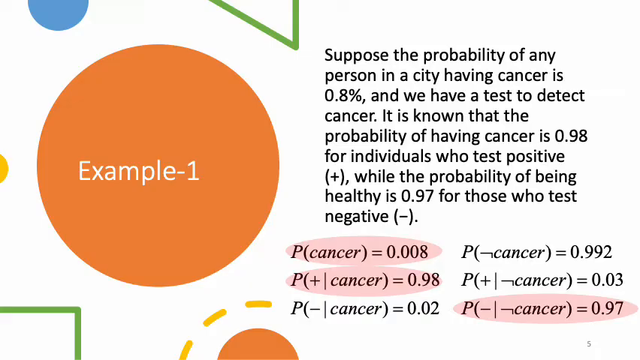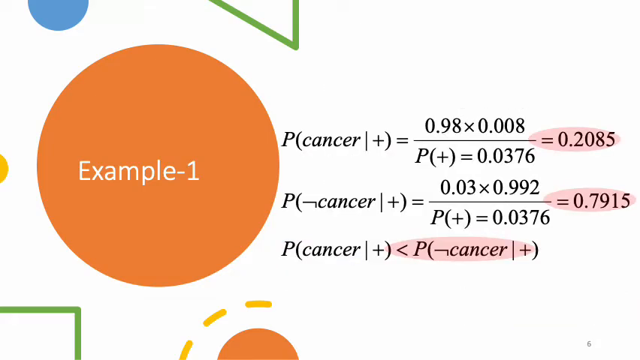Let's say someone whose test is positive comes to us and we are asked to find out whether this person has cancer or is healthy. When we substitute these values into the equation we learned from Bayes' theorem, the probabilities of both cancer and being healthy can be calculated. When comparing the results, it is determined that the probability of not having cancer, or being healthy, is higher. Consequently, according to Bayes' theorem, the person is more likely to be healthy. This is indeed an interesting result.